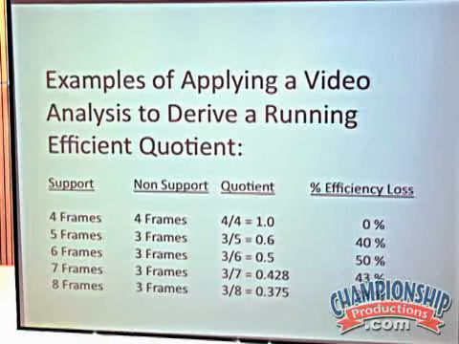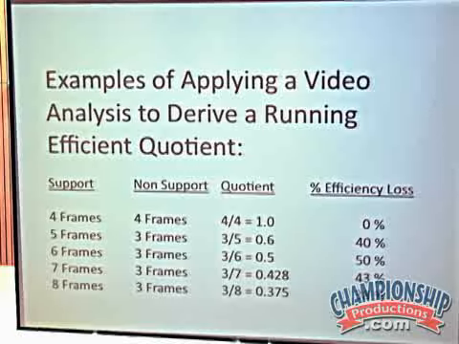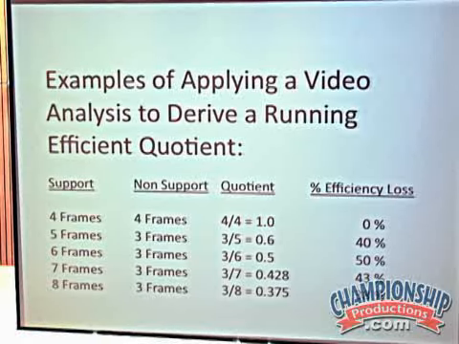Support, non-support, at 5 to 3 frames, 3 divided by 5 is a 40% loss. 40% loss in efficiency. Okay? And incrementally down the line. Okay?